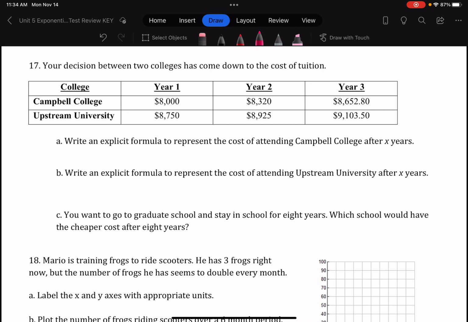It says your decision between 2 colleges has come down to the cost of tuition, which is a very common issue that most high schoolers face. So it says, write an explicit formula to represent the cost of attending Campbell College after x years. So Campbell College has an initial value of $8,000, and we need to find its common ratio. So my ratio for Campbell College is going to be $8,320 divided by 8,000. So that's going to give me a common ratio of 1.04.